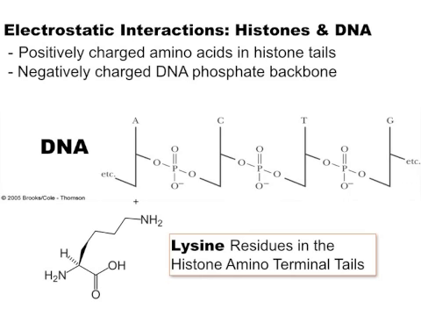Histone tails are important because they contain lysine residues that bind to the phosphate backbone to anchor the DNA in place. The positively charged amino acids in the histone tails make salt bridges with the negatively charged DNA phosphate backbone, and this serves to anchor the DNA in place.